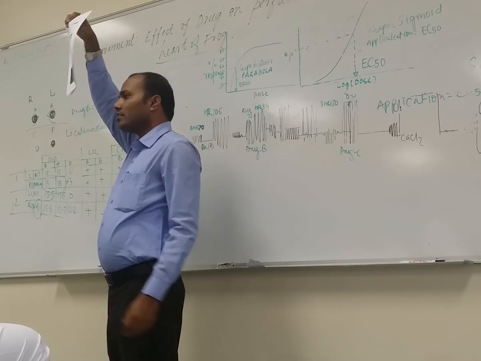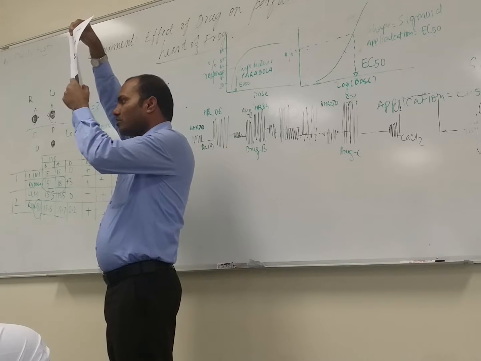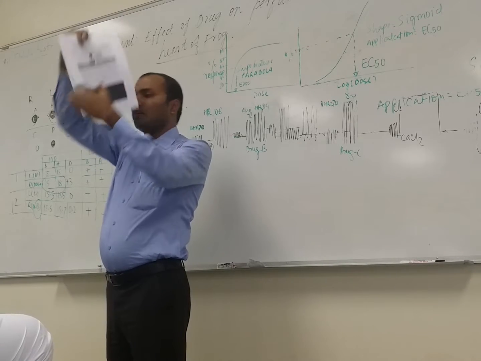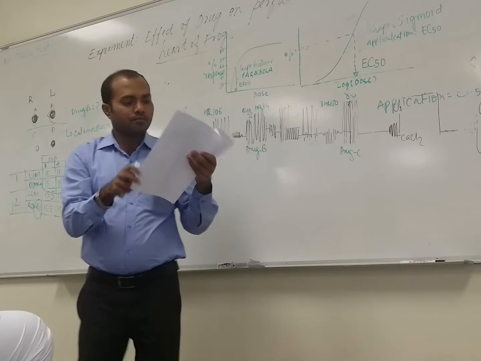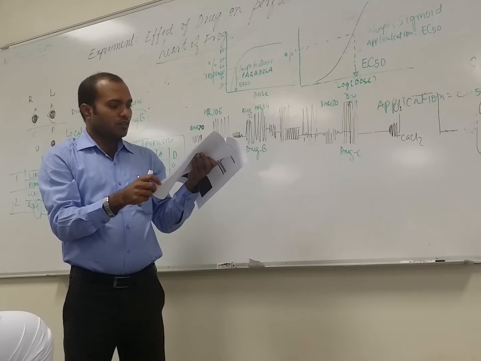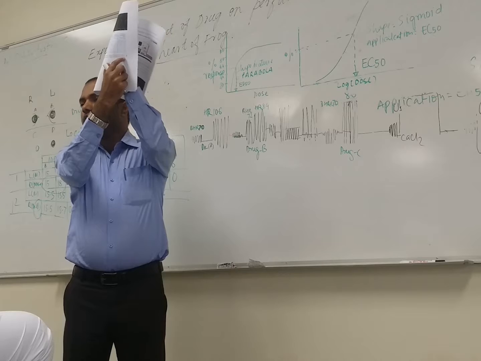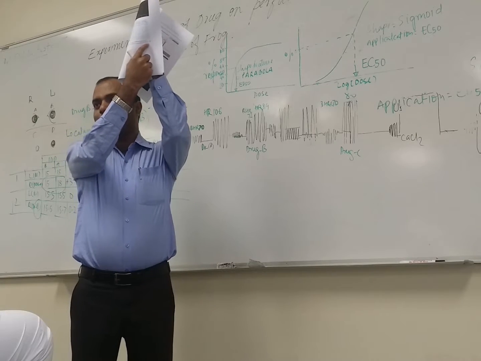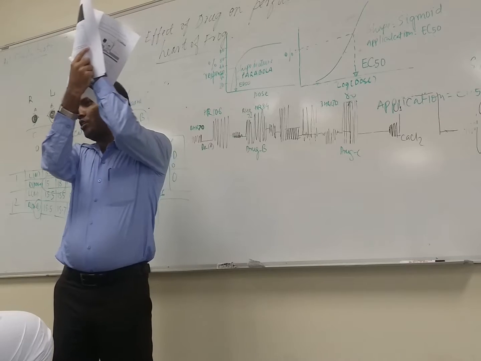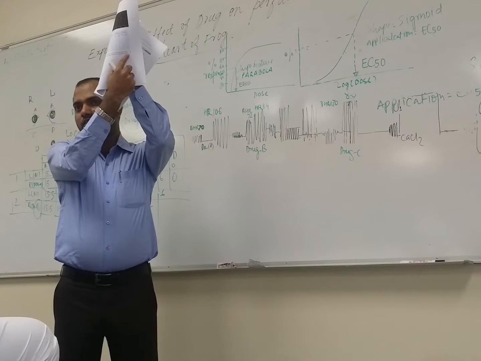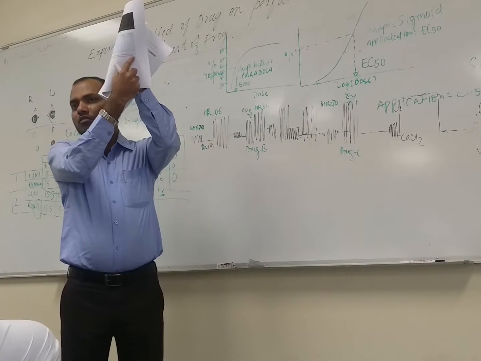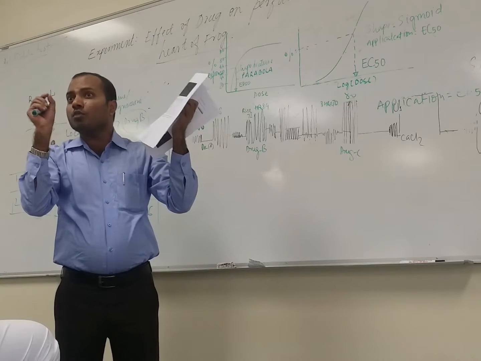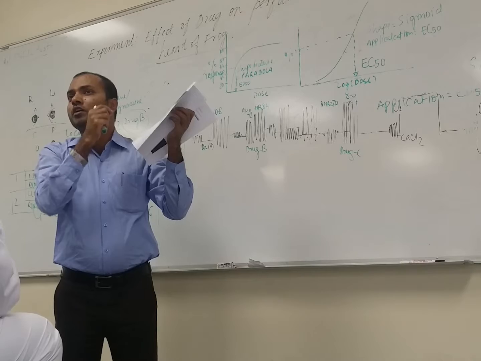This is the response. What was the maximum response? Yeah, the maximum response you recorded. You recorded 44 millimeter. Maximum response for this tissue you recorded here is 44 millimeter. So what is the 50% response? 22. So what is the dose of the drug which produced 22 millimeter response?